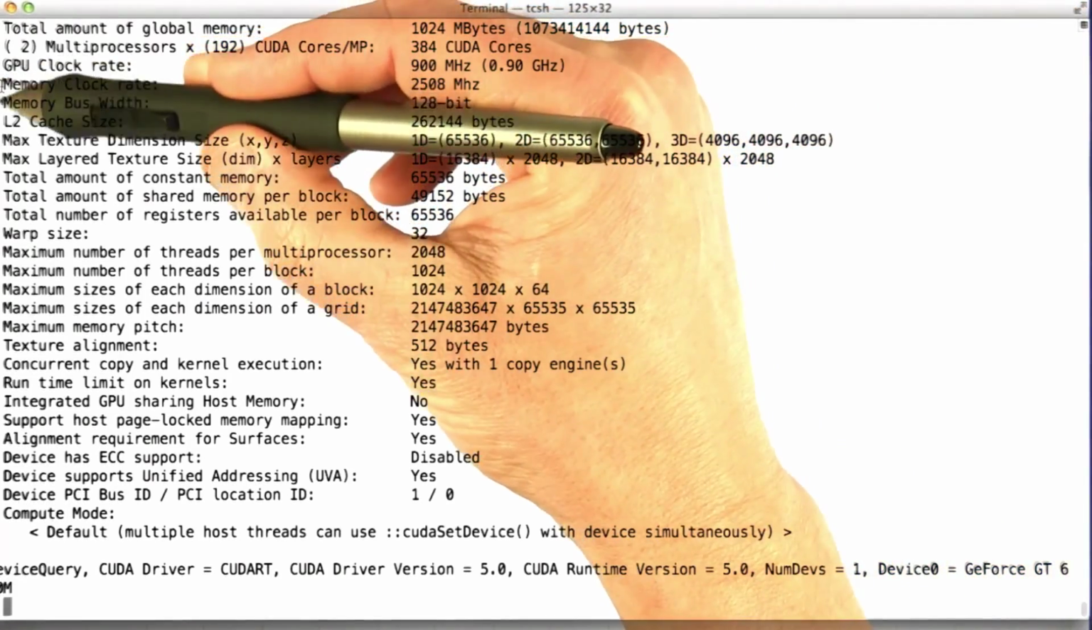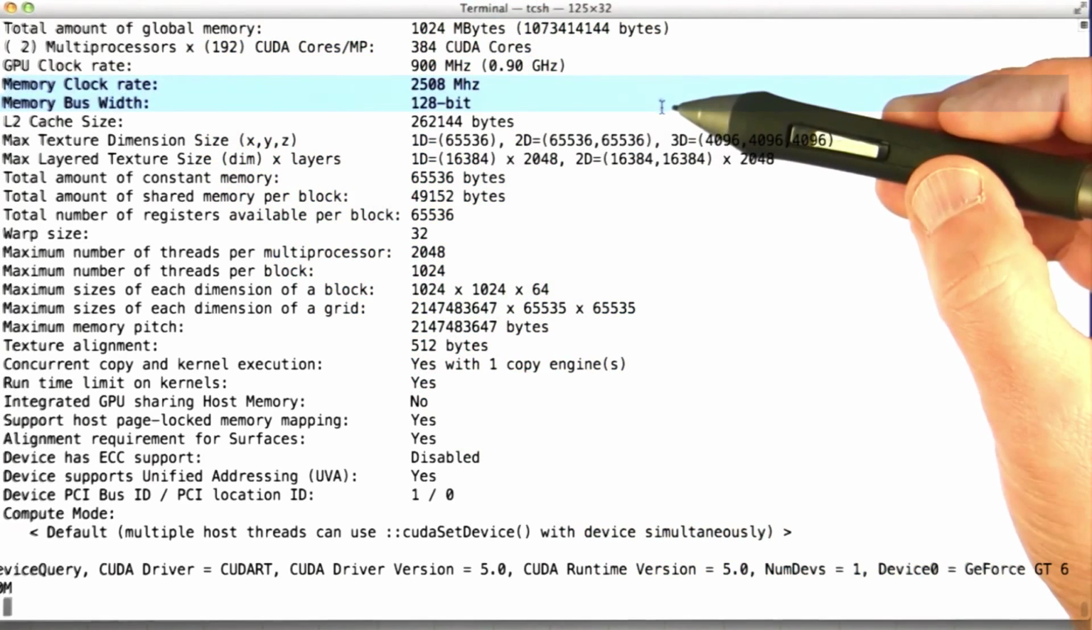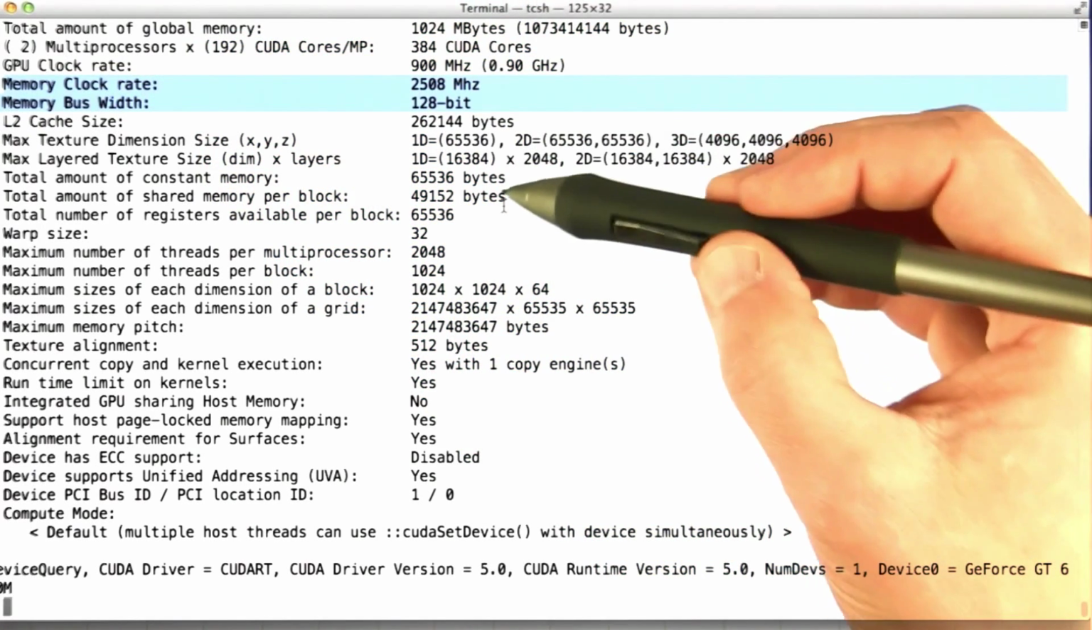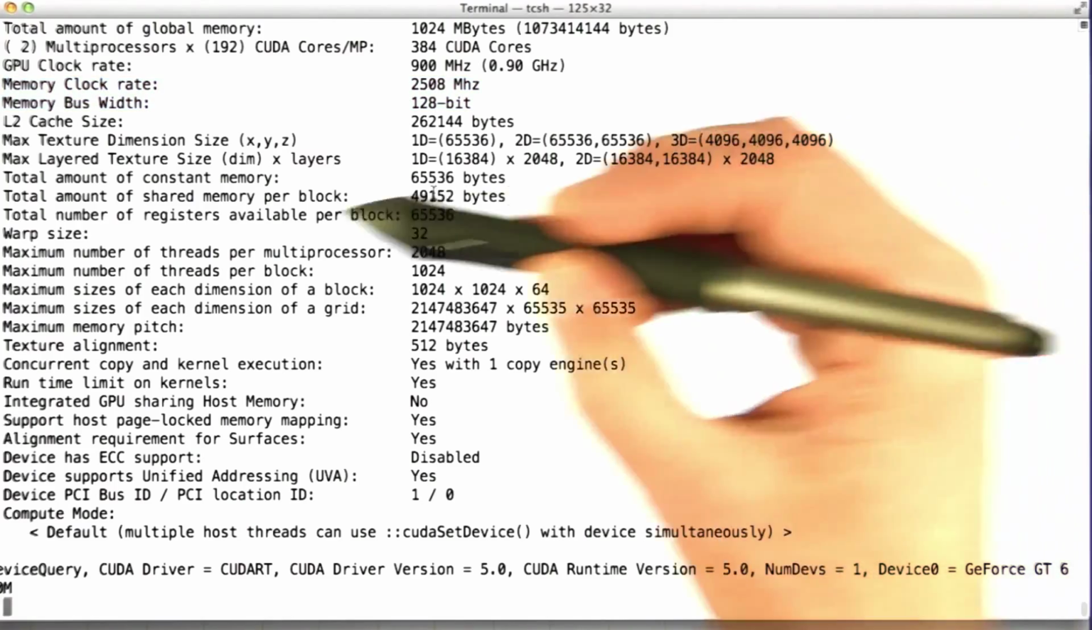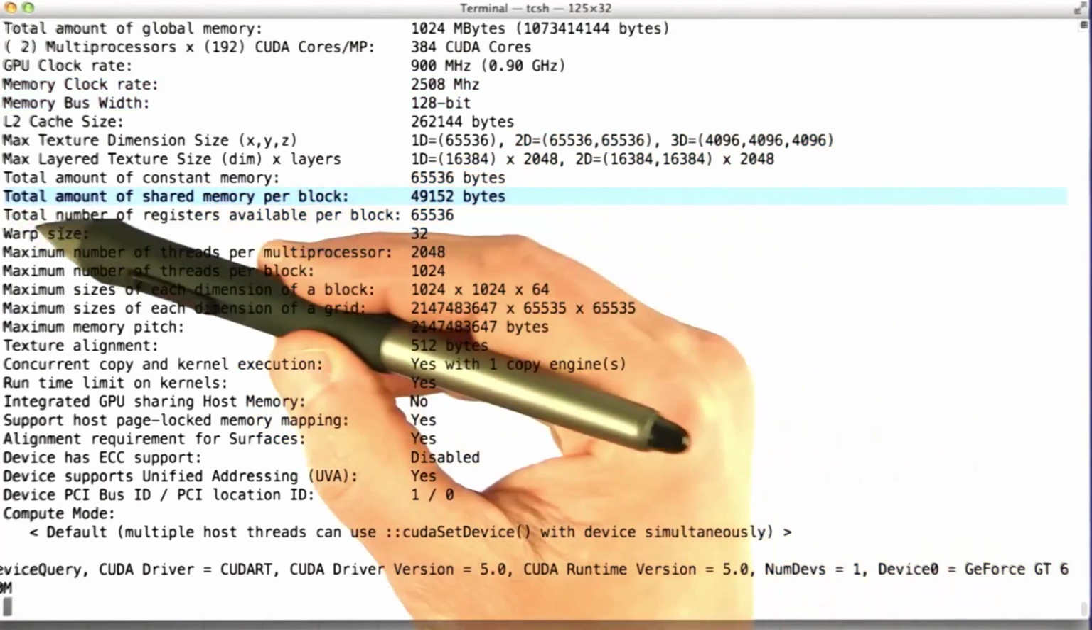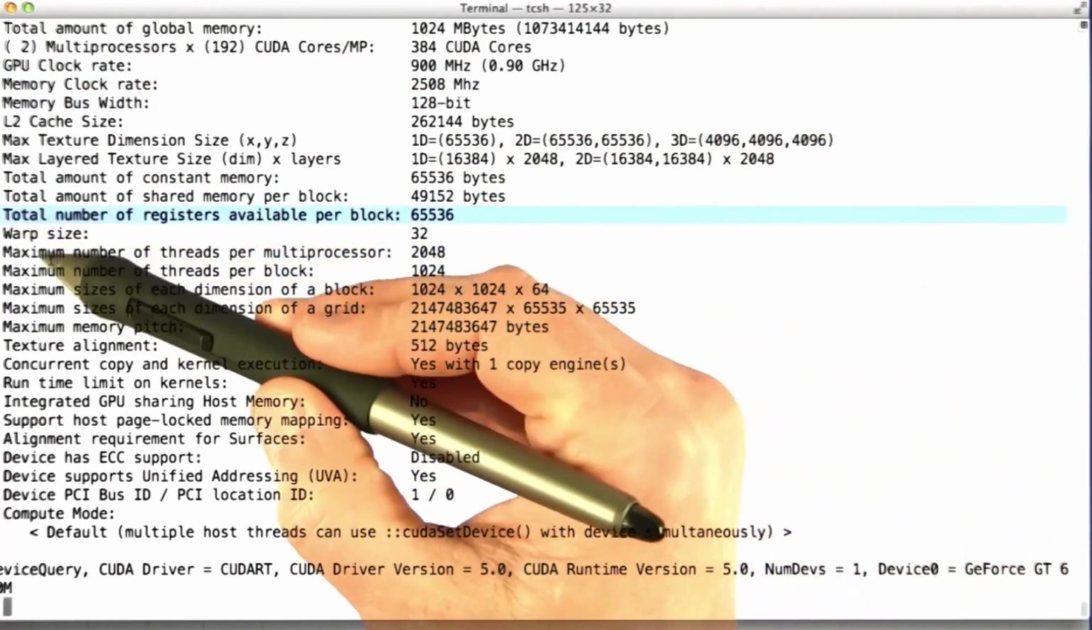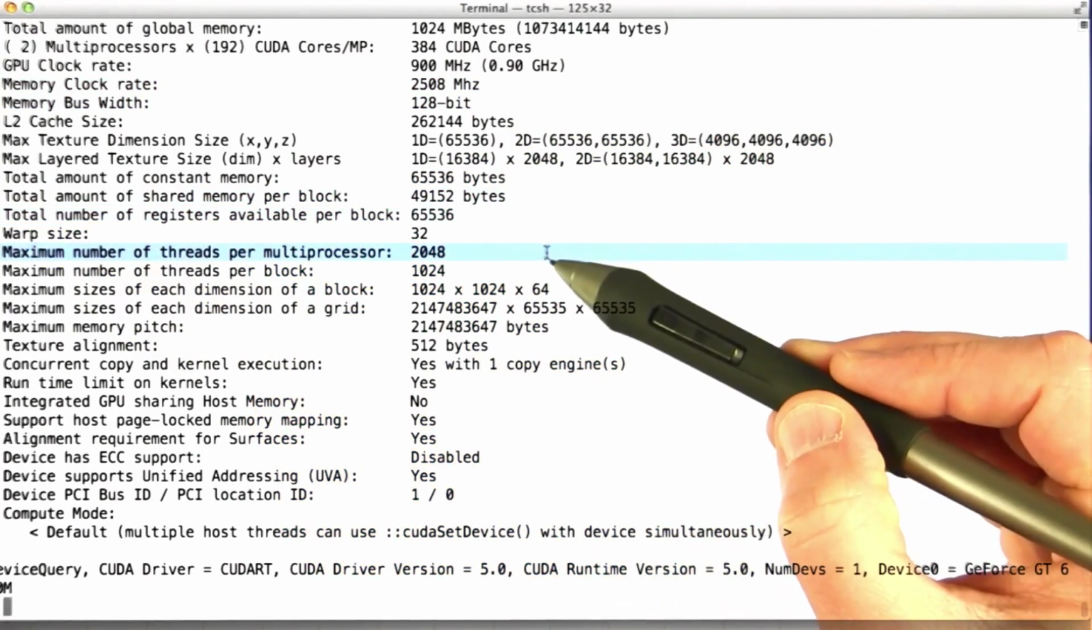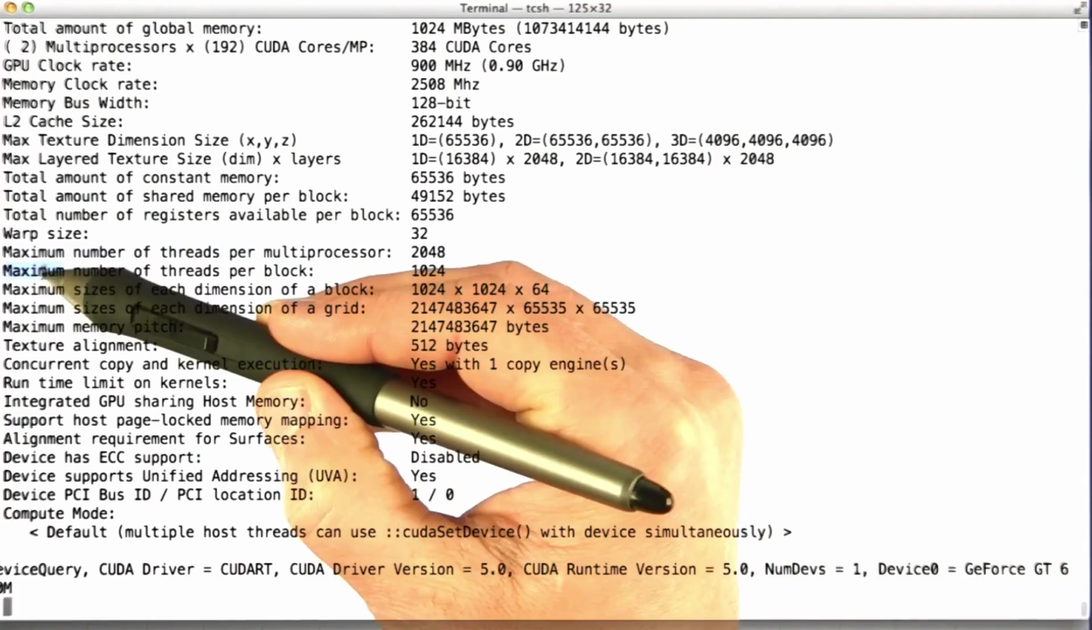Earlier we were using this to estimate the total peak bandwidth by looking at the memory clock rate and the memory bus width. Now I want to draw your attention to the total amount of shared memory per block, the total number of registers per block, the maximum number of threads per multiprocessor, or SM, the maximum number of threads per block.